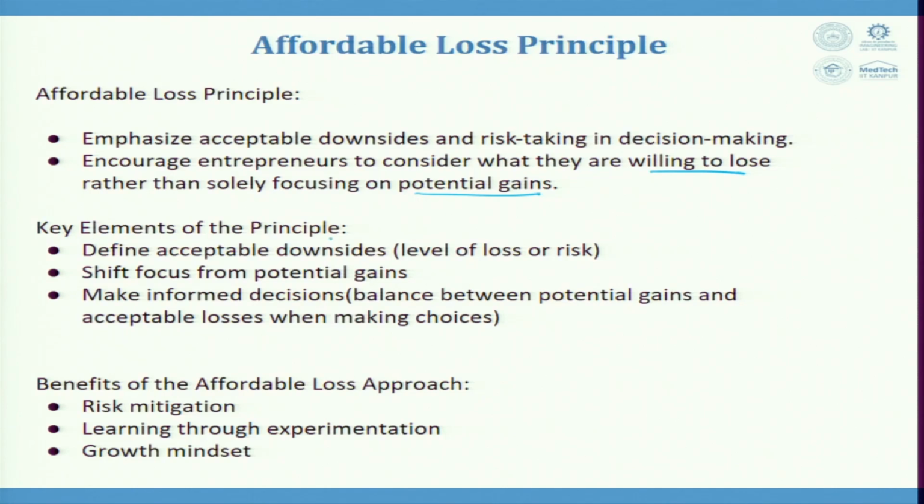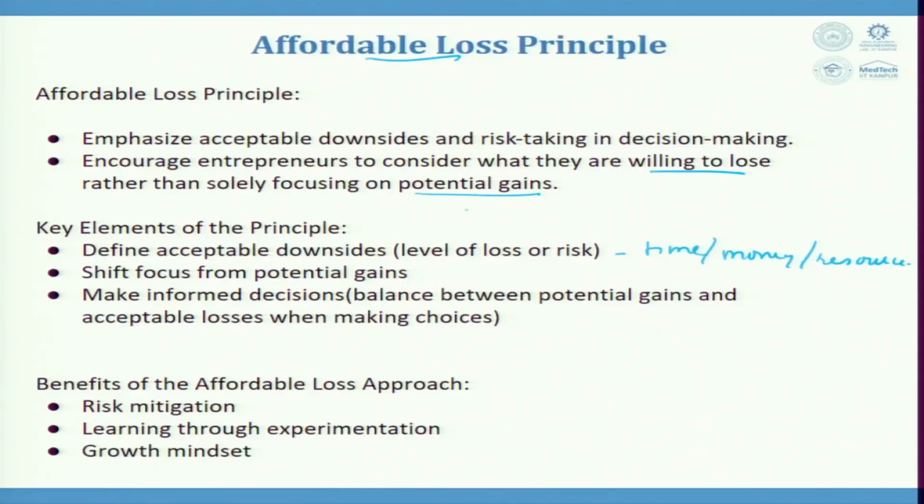Then the key elements of the principle: define acceptable downsides, the level of loss or risk. How much can I lose with respect to time, with respect to money, with respect to resources? See, the affordable loss principle is what all the fossil fuel companies are working on. How much can I go down? Resource limitation. Then shift focus from potential gains. So, do not look at gains, but look at losses. Then make informed decisions. You have to balance potential gains and acceptable losses when making choices.